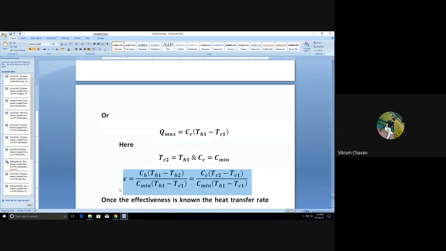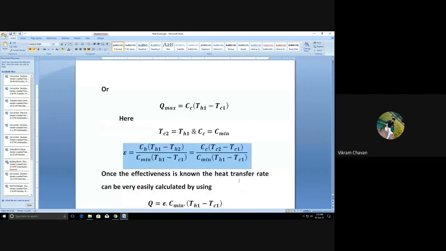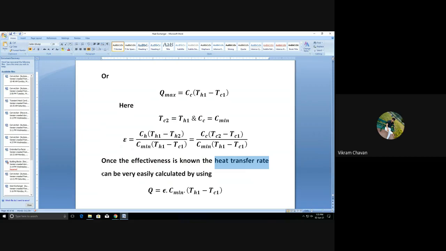Okay, then once the effectiveness is known, the actual heat transfer rate. Okay, so which one are we going to calculate? The actual heat transfer rate. Once the effectiveness is known, the heat transfer rate can be very easily calculated by using the equation Q is equal to eta multiplied by C minimum inside bracket Th1 minus Tc1.